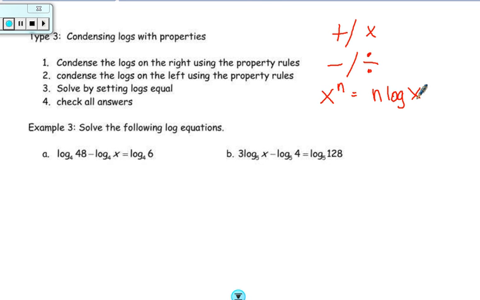So looking at our first example, log base 4 of 48 minus log base 4 of x equals log base 4 of 6. You have two logs over here that we need to condense. So I need it to be log base 4 of something. Well, since I have a subtraction, I know I'm going to have something divided by something. Well, the first thing I have is 48. Subtraction becomes division. So I have 48 over x, and that condenses the left side. And that equals log base 4 of 6.